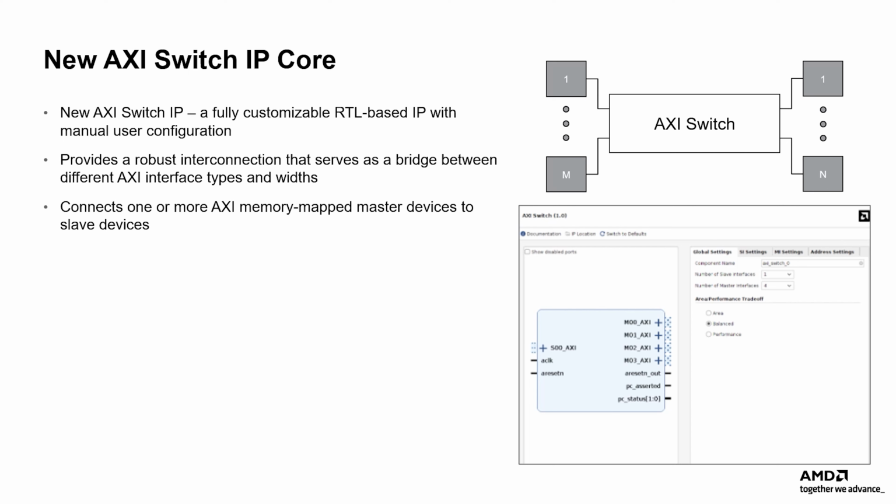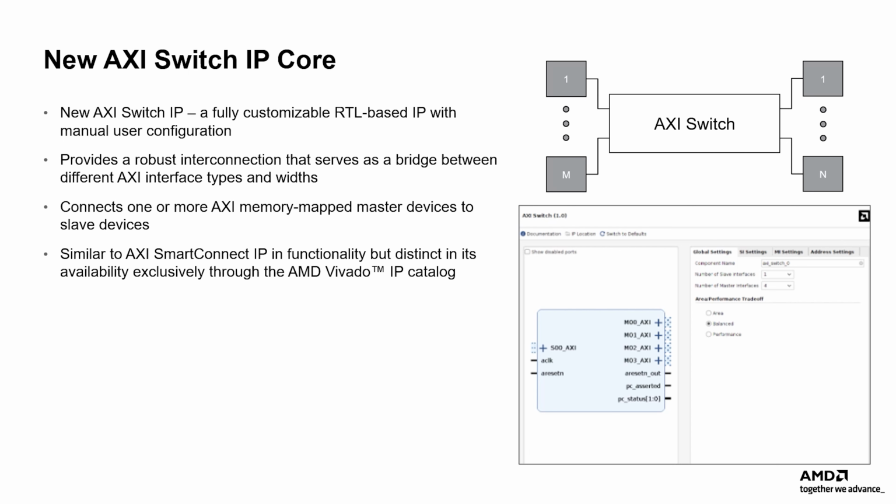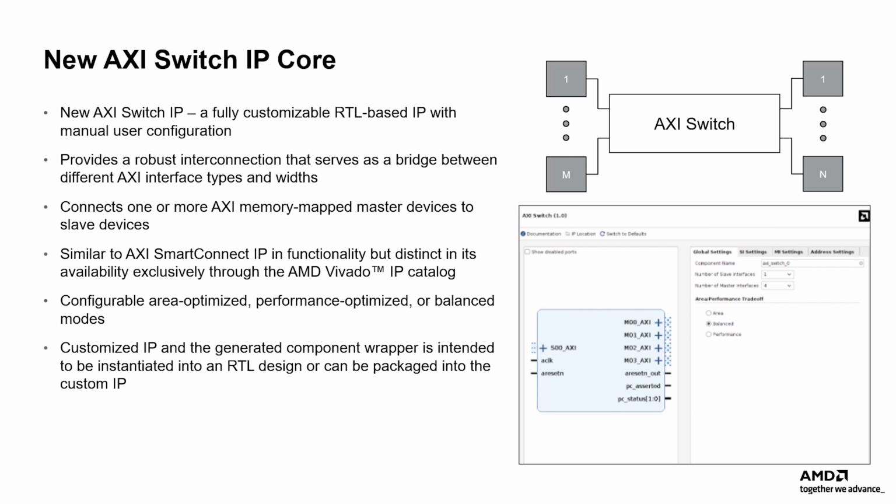The AXI switch IP core shares much of the functionality of the AXI Smart Connect IP, but is distinct in its availability exclusively through the AMD Vivado IP catalog. This IP is easily configurable with area-optimized, performance-optimized, and balanced modes via the customization GUI or through Tcl console commands, unlike AXI Smart Connect, which is mainly configured in the IP integrator environment. Once the IP has been customized, the generated component wrapper is intended to be instantiated into an RTL design or can be packaged into the custom IP.